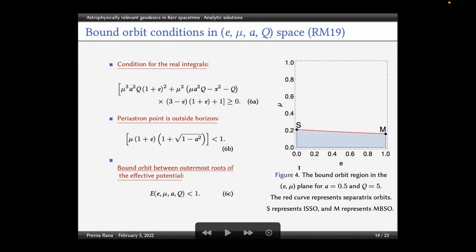And when we try to see these conditions in E mu space, it leads to this shaded region, which is the bound orbit region. This red curve, which is the boundary, represents the separatrix curve, which basically means the separation between bound and unbound. And these extreme points, S and M, are special kinds of orbits: S is the innermost stable spherical orbit, and M is the marginally bound spherical orbit. They are counterparts to the ISCO radius and marginally bound circular orbit, which were derived by Bardeen in 1972.